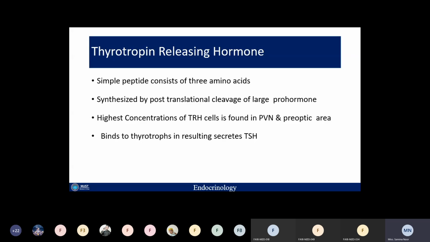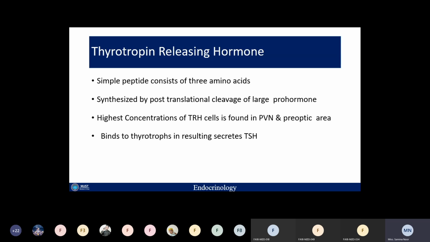So the first releasing hormone from the hypothalamus is known as thyrotropin releasing hormone. This thyrotropin releasing hormone consists of 3 amino acids. It is actually a simple peptide, consisting of 3 amino acids.